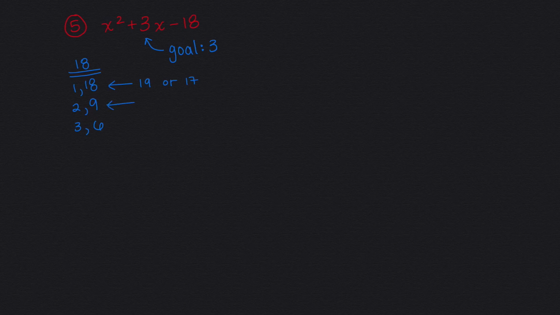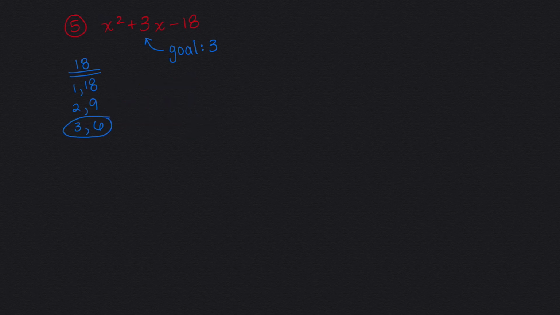Let's check 2 and 9. If we add 2 and 9, we get 11. If we subtract 2 and 9, we get 7. Neither of those are our goal, so let's keep checking. 3 and 6, if we add them, we get 9. If we subtract them, we get 3, and that's what we're looking for. So we found a winner.